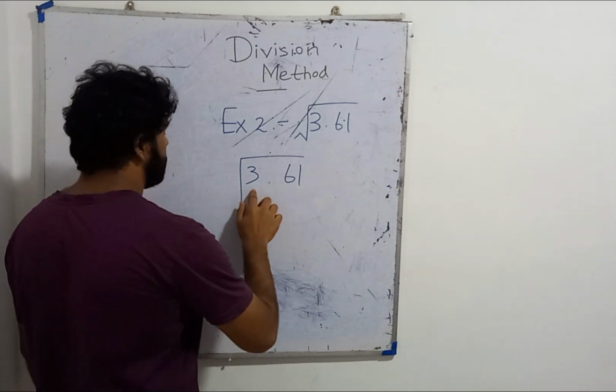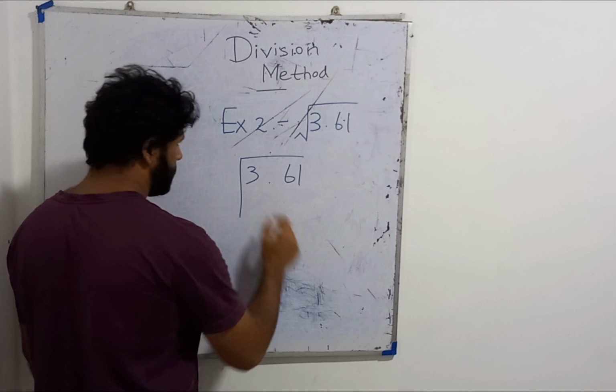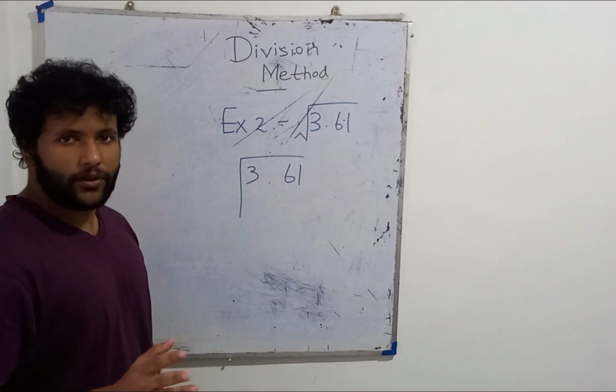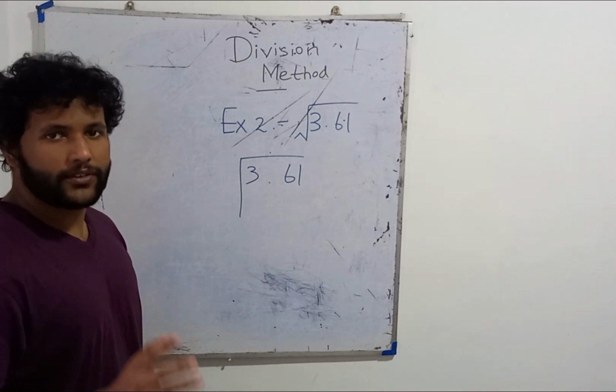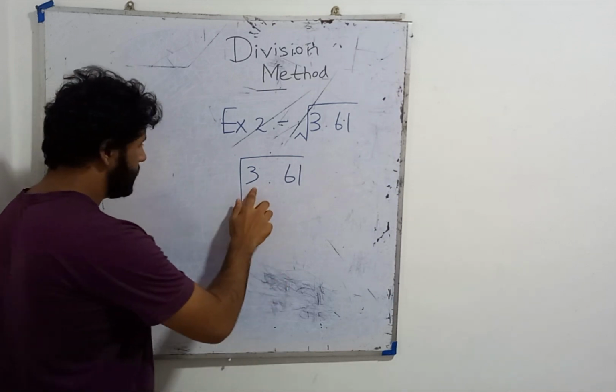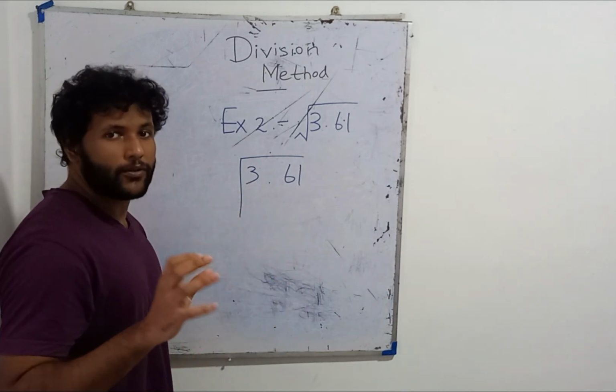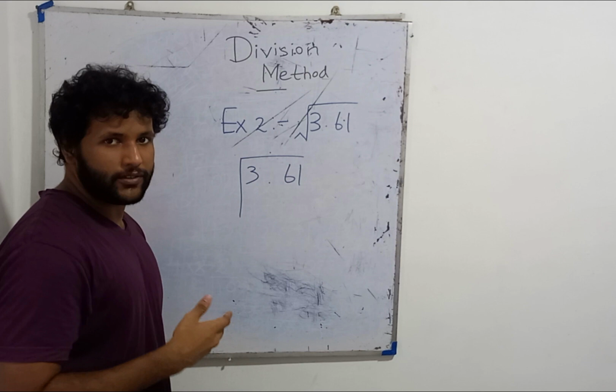Now look at the number at the left. 3. What is the closest perfect square to 3? That's going to be 1. 1, 4, 9, like that. The number series goes on.